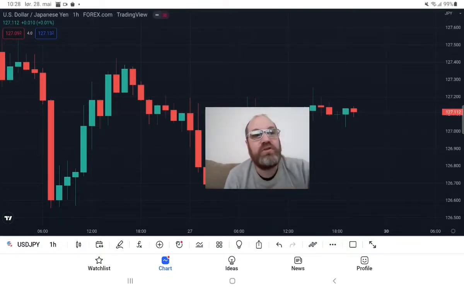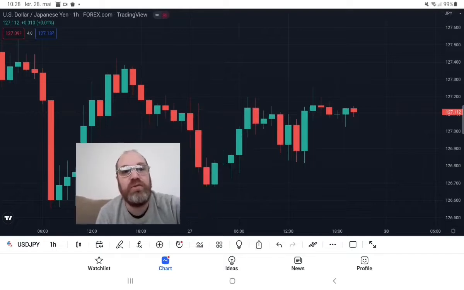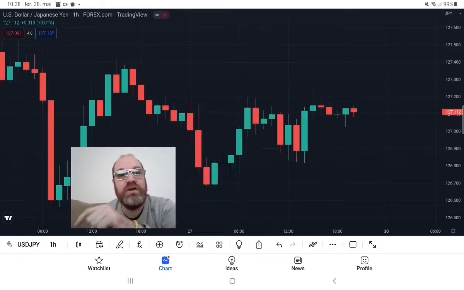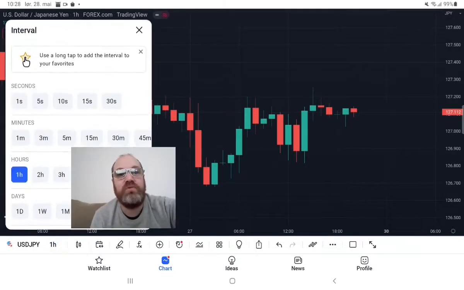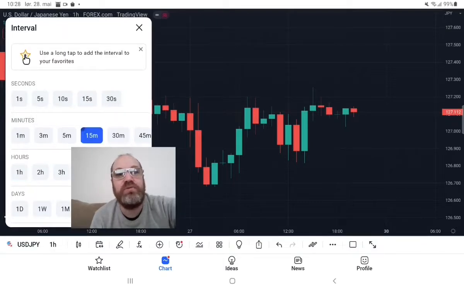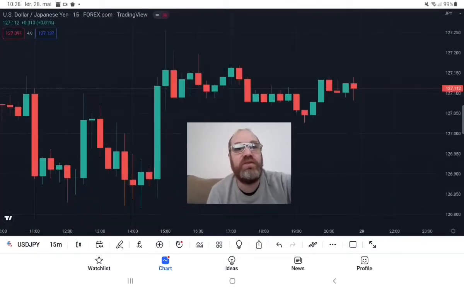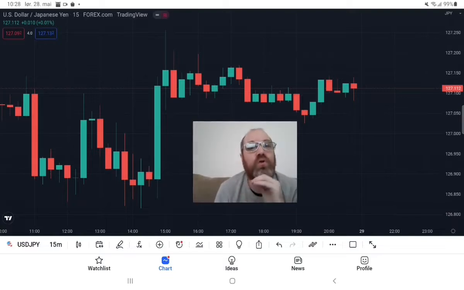Also, you have the possibility to change the candlestick timeframe. Like this is on 1 hour. We can change it to, for example, 15 minutes. Then you get an opening and close on 15 minutes. So then the candlestick will show the opening for each 15 minutes and the closing for each 15 minutes. So that's basically how candlesticks work.